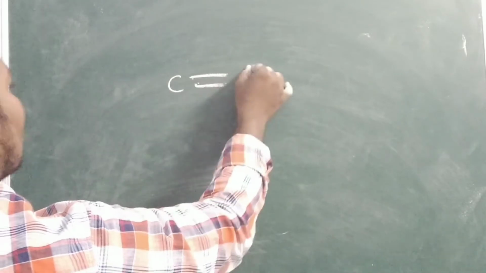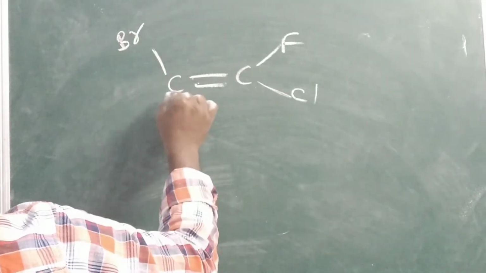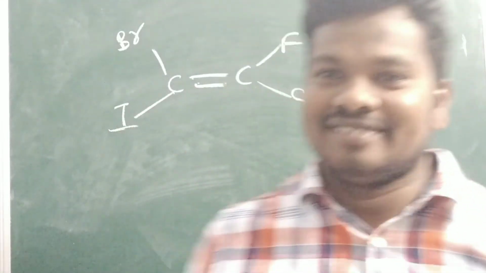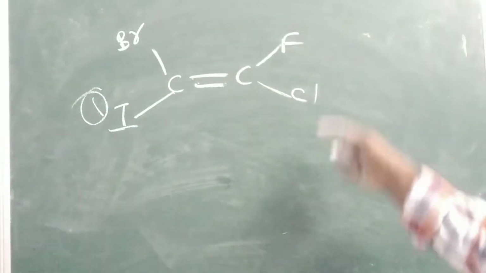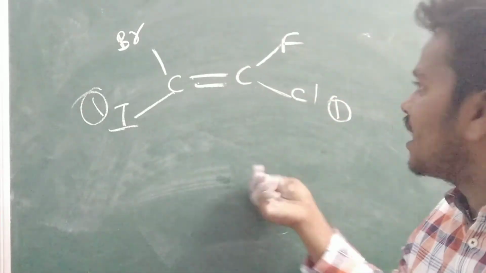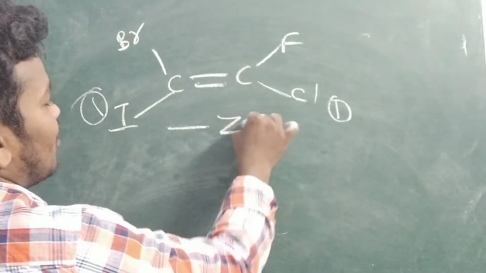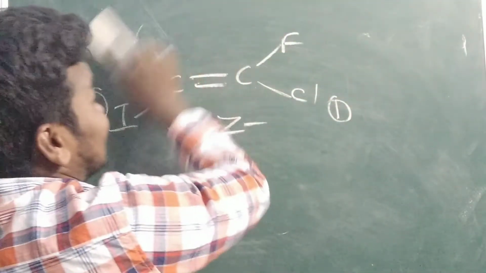So, one example for this: carbon double bond carbon, with fluorine and chlorine on one side, and bromine and iodine on the other. Find out whether it is E or Z. Bromine or iodine? Of course iodine, highest atomic number. Fluorine or chlorine? Of course chlorine. Same side, same periodic groups are present, so this is called a Z isomer. Just now we discussed only the Z isomers.